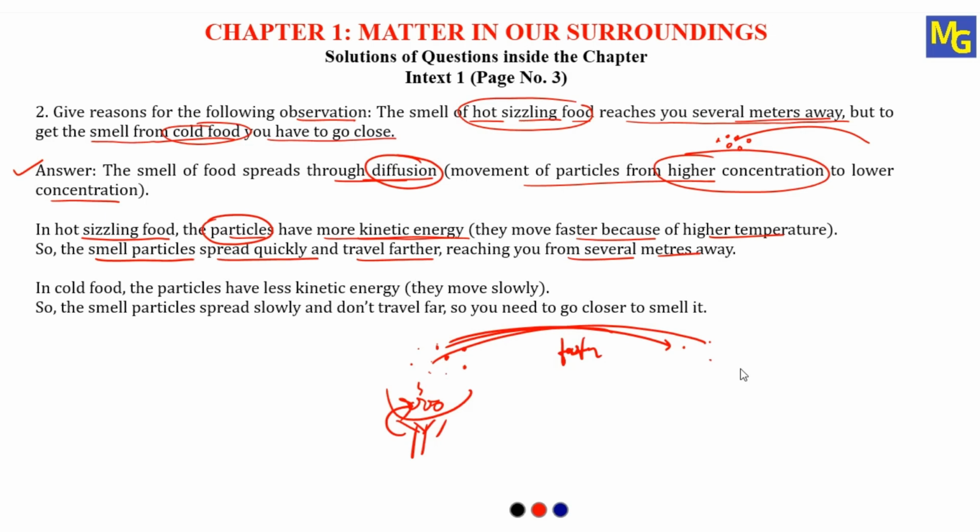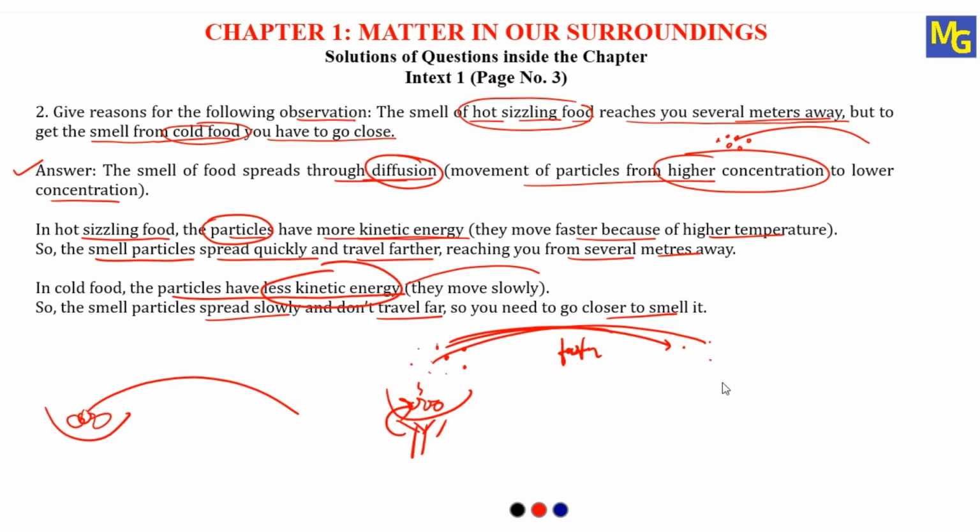But what about cold food? In cold food, the particles have less kinetic energy. The particles will be there in the air, but they have less kinetic energy. Therefore, they move very slowly. To move from a bowl or the kitchen to the hall, it will take more time. And therefore, the smell of the particles spreads slowly and doesn't travel far. So you need to go closer to get the smell. I hope you understand the explanation of question number 2.